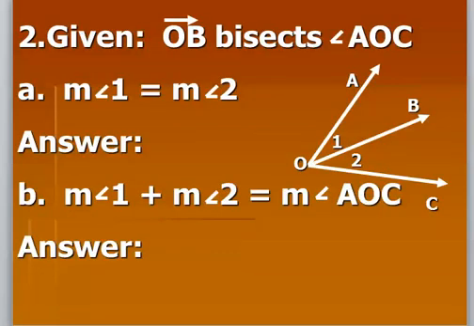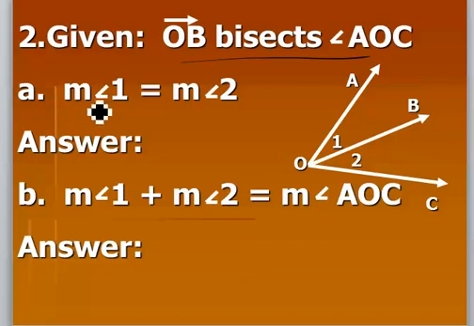Number 2, we are given this picture over here. We are also given a statement. This says ray OB bisects angle AOC. So we are given this statement and the picture that goes with it. Now they did tell us that OB is a bisector. It cuts angle AOC exactly into 2 parts, which means that angle 1 and angle 2 should be congruent.